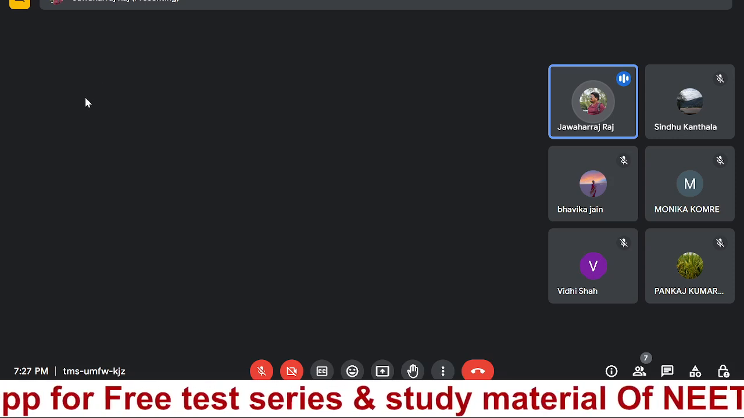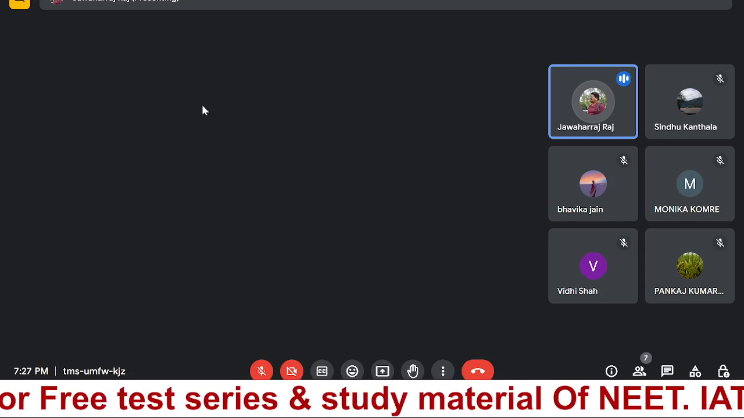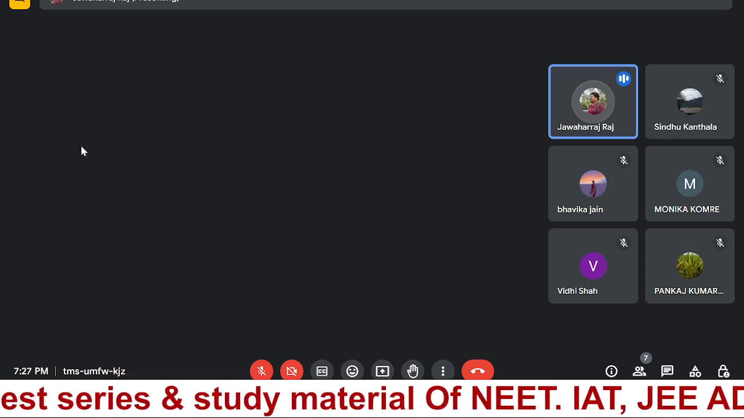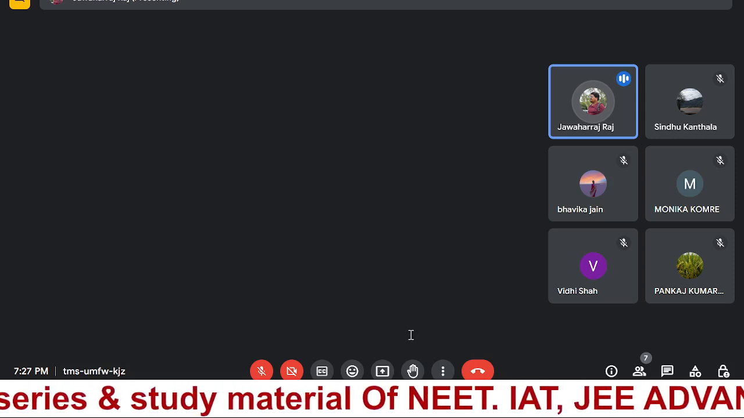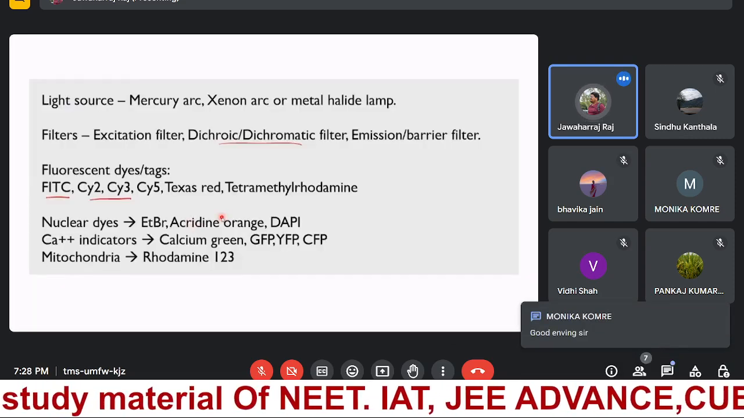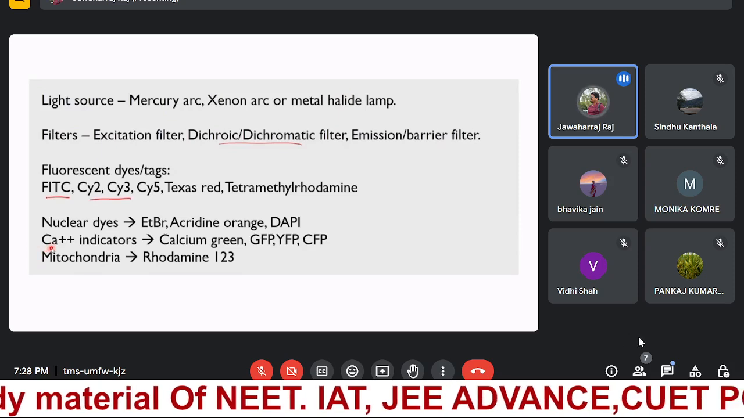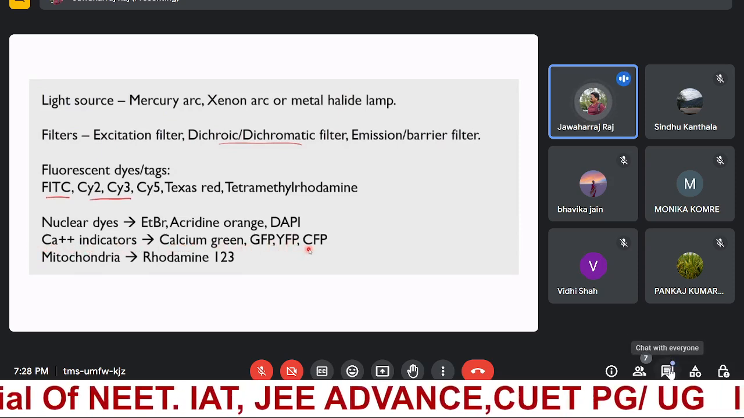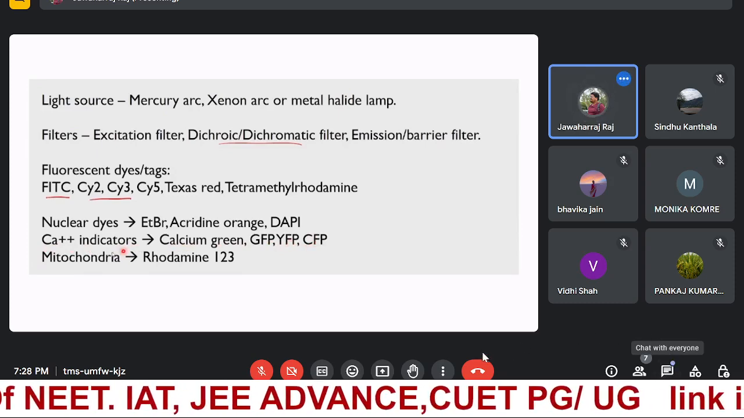Even for PCR, polymerase chain reaction, we will use ethidium bromide to visualize the DNA. But for nuclear dyes, what will you use? We will use EtBr, red and orange, and DAPI. And for calcium-2 indicators, we will use GFP, yellow-green fluorescence, and cyan-green fluorescence.